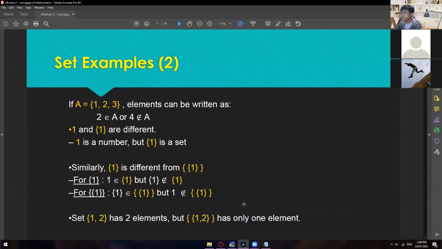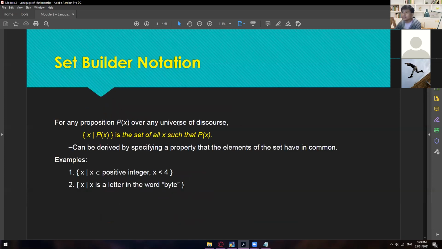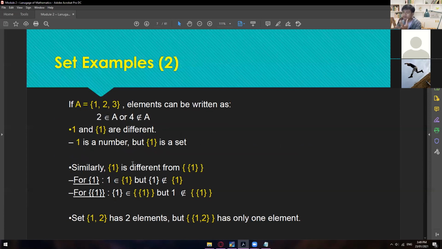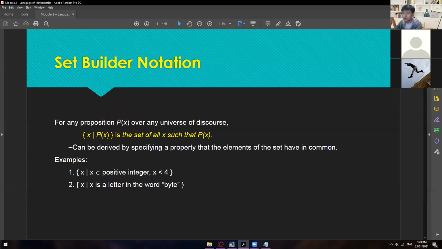All right, so once you're done with those differentiations, let's talk about set builder notation. So what is set builder notation? For any proposition P of x over any universe of discourse, we read this as: the set of all x such that P of x. Meaning every x should follow this proposition. This can be derived by specifying a property that the elements of the set have in common.